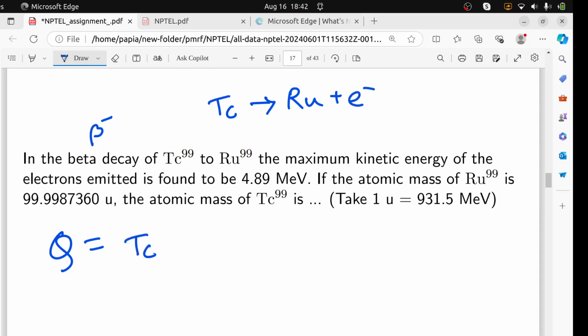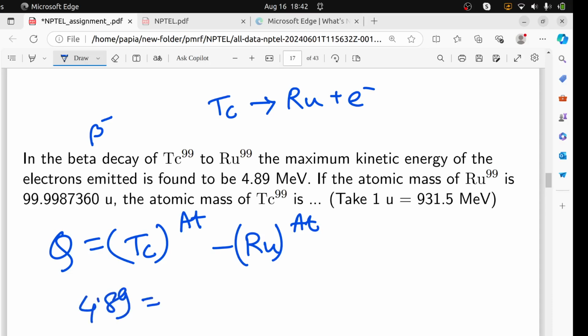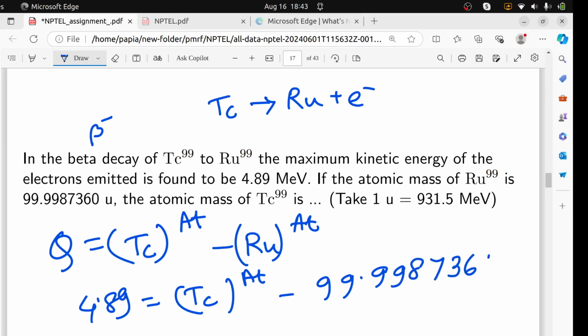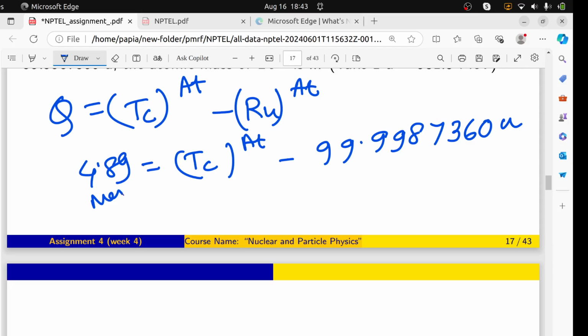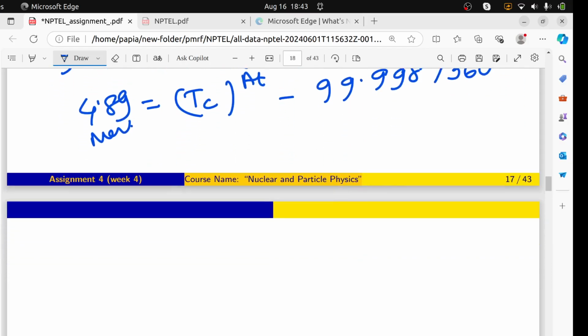So Q is the Tc atomic mass minus the Ru atomic mass. Now Q is 4.89, which equals Tc atomic minus Ru atomic. The Tc atomic mass they did not mention, so I need to calculate it. And the Ru atomic mass they have mentioned, 99.9987360 U. And this Q is in MeV, just remember these things because otherwise it will not be correct.